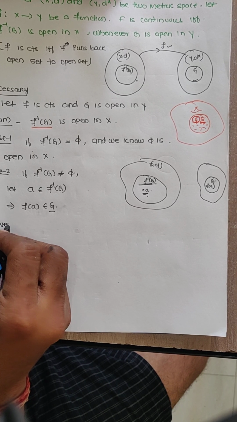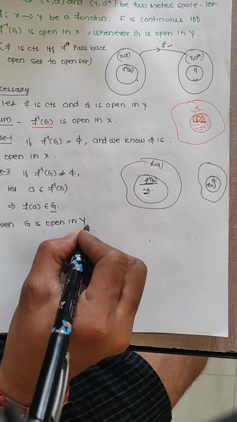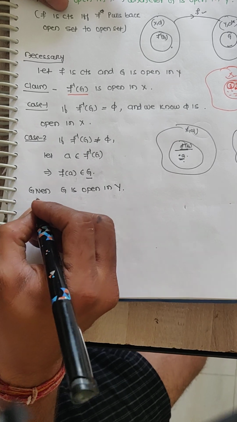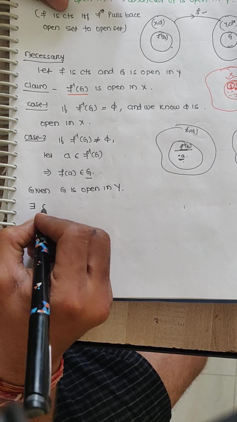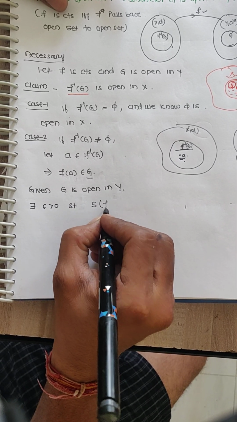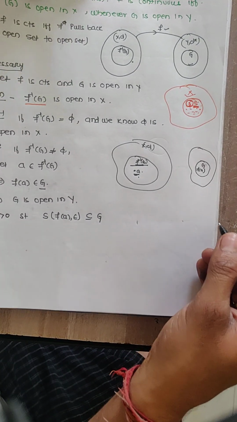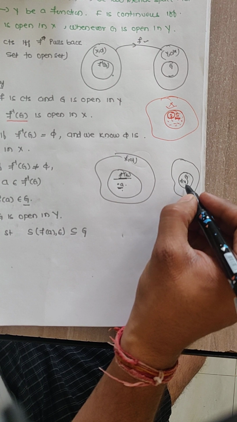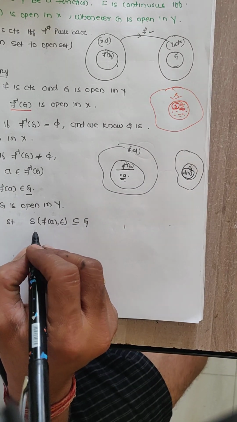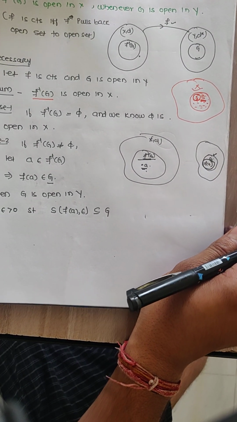Given G is open in Y. That means there exists epsilon greater than 0 such that the open ball S of center f(a) and radius epsilon is contained in G. In the diagram, f(a) is in G, so it has a neighborhood. What is that neighborhood? S(f(a), epsilon), which is contained in G.